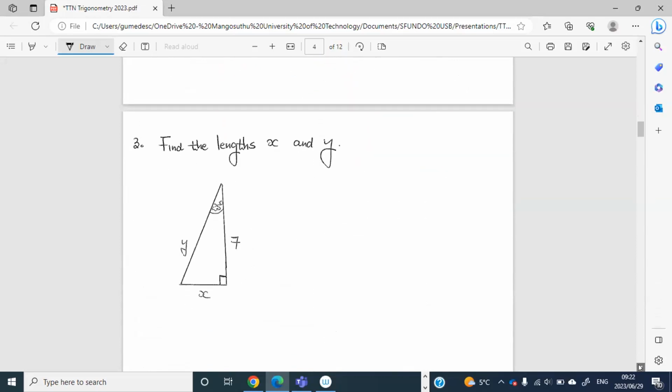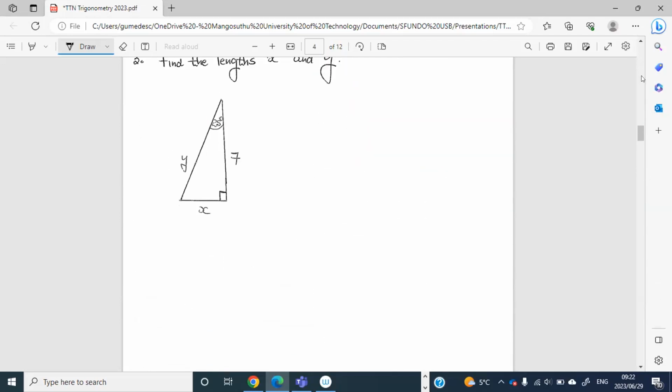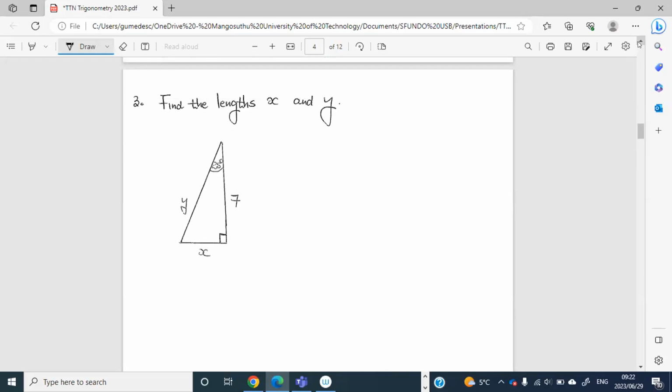I'll try to be fast here because I think we still have to go to other things. I think it's almost a repetition of a similar thing. It's just that here we've got two unknowns, x and y. So it means we can start by solving for x and then go for y. It's up to us. So maybe let's start with x.